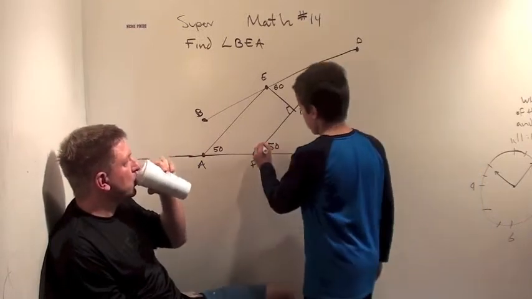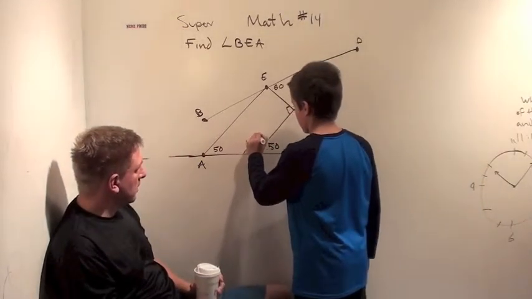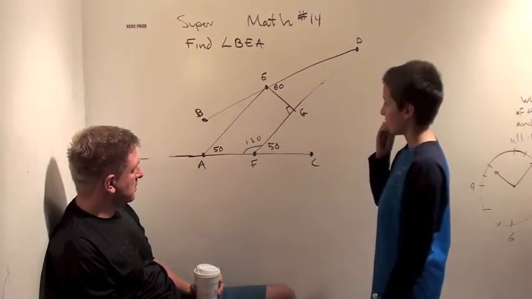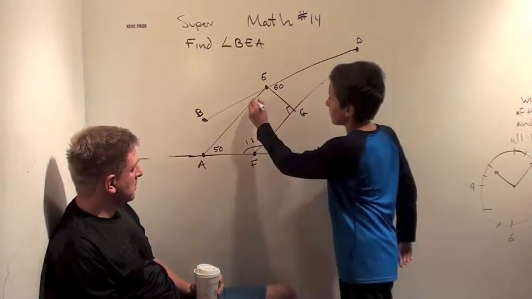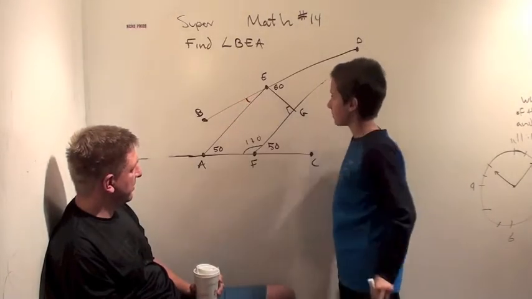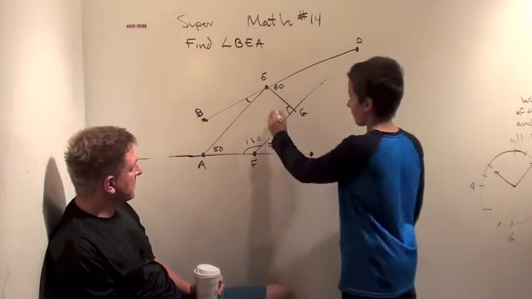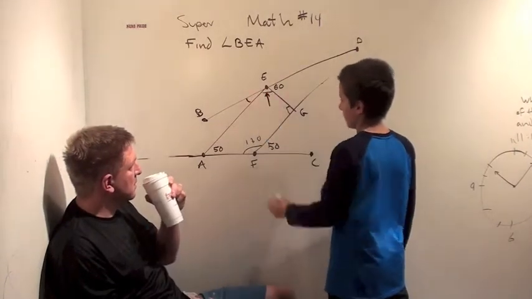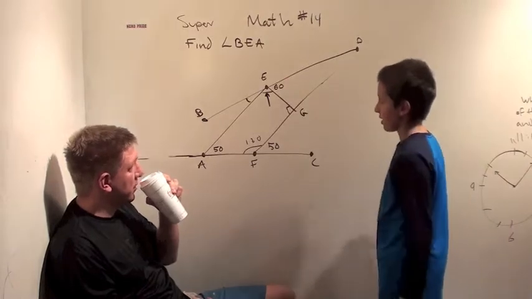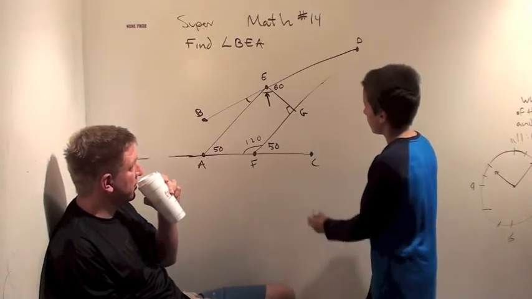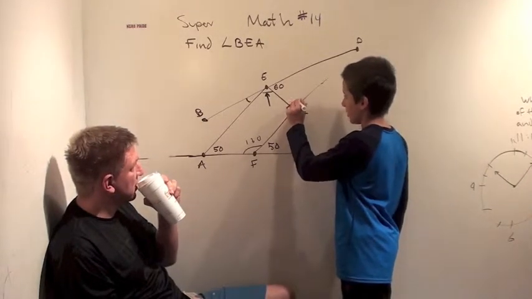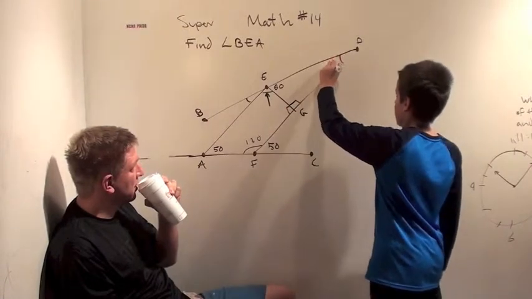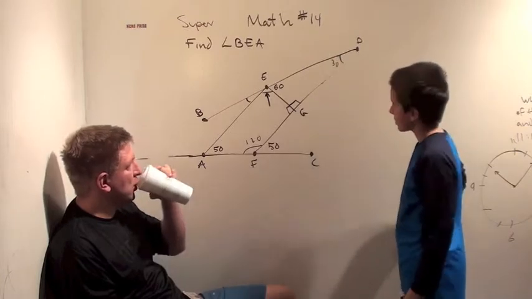Well, this angle is 130. So we need to find this one. Yeah, that's the angle we're trying to find. If we could find out this angle, the AEG angle, that would really be nice, wouldn't it? This one's also 90. This is 30, but it doesn't make much of a difference.